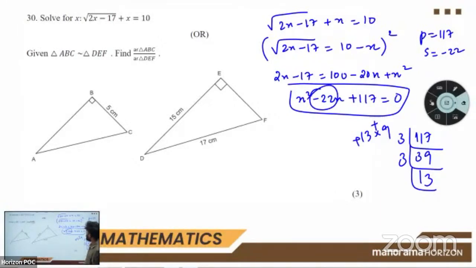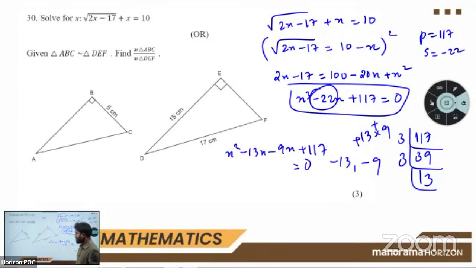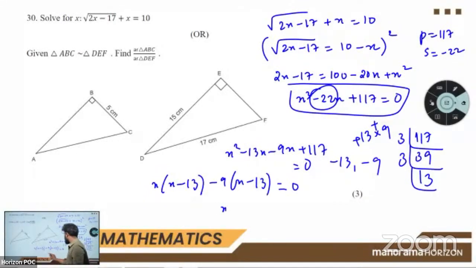But I have minus 22 here. So what should I do? I should take it as minus 13 and minus 9. So x square minus 13x minus 9x plus 117. This is what I should take. Don't take it as plus 13 and plus 9. It is minus 13 and minus 9. And now I'm taking the common x into x minus 13. Minus 9 into x minus 13 equal to 0. So I get x minus 9 into x minus 13 is equal to 0.